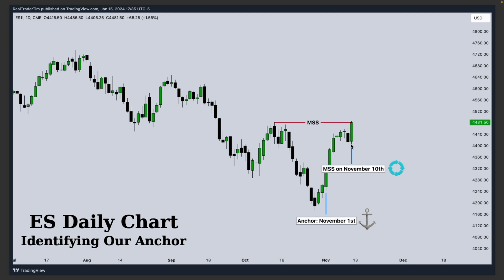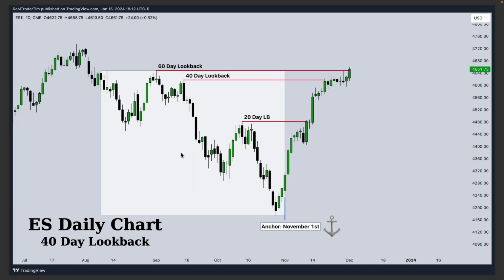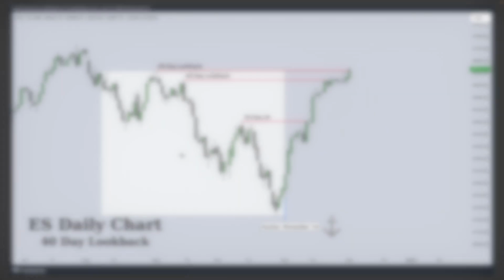So when does this market structure shift occur? November 10th. So where are we going to anchor our look back and cast forward from? November 1st, the first trading day of the month after the market structure shift occurred. And just like we saw when we were finding our sell side objectives, the 20-day look back also served as the market structure shift. And of course, after that occurs, we just go and look for our 40-day and our 60-day look back targets to see what price is going to be reaching for.